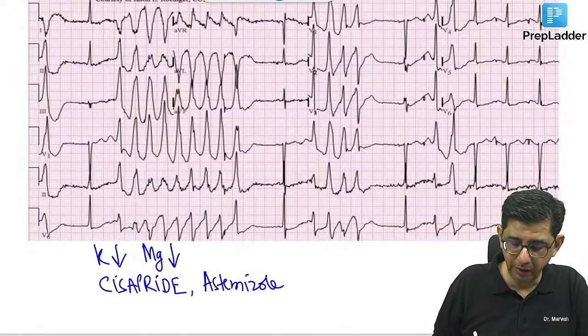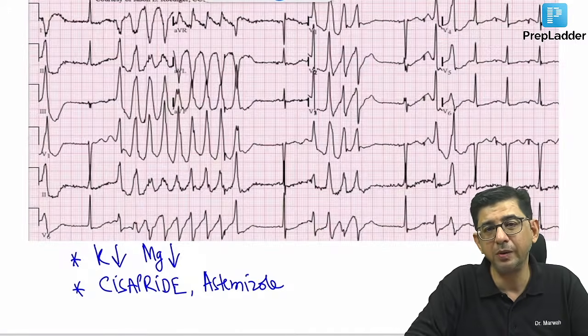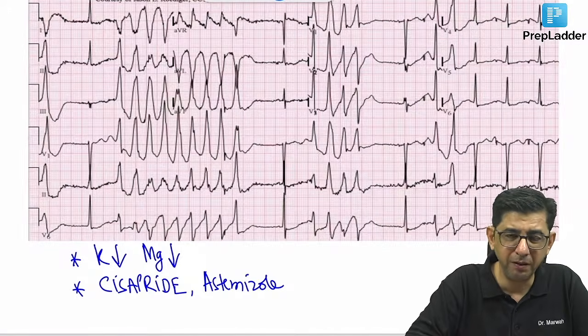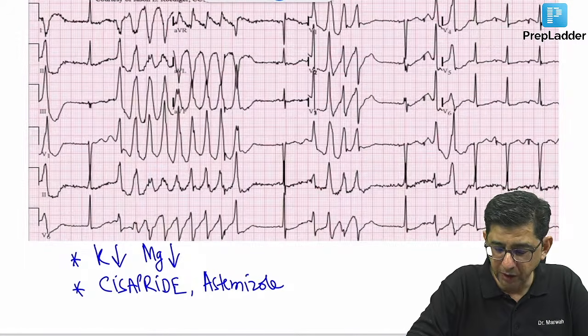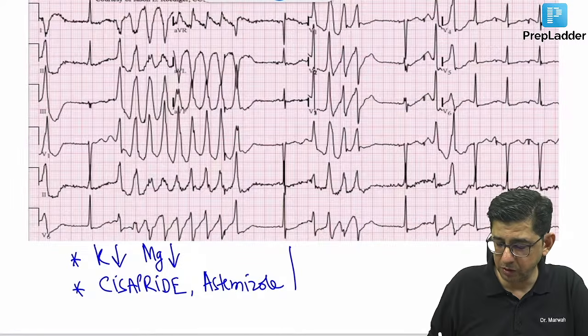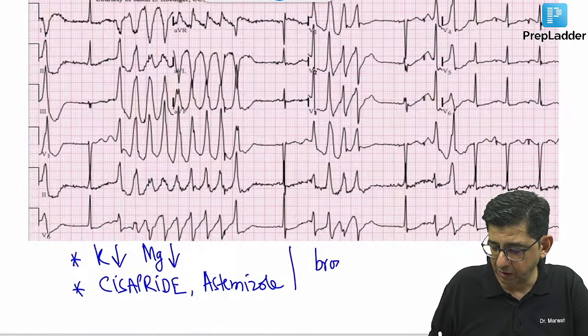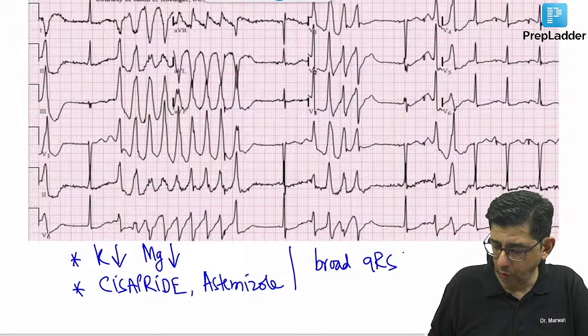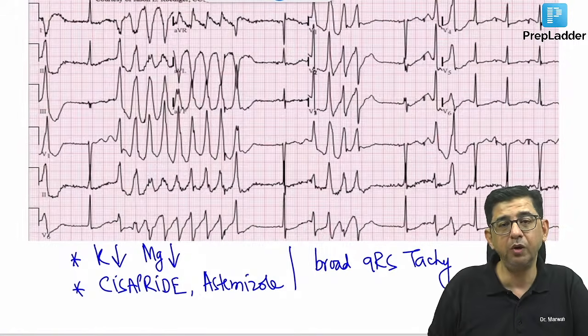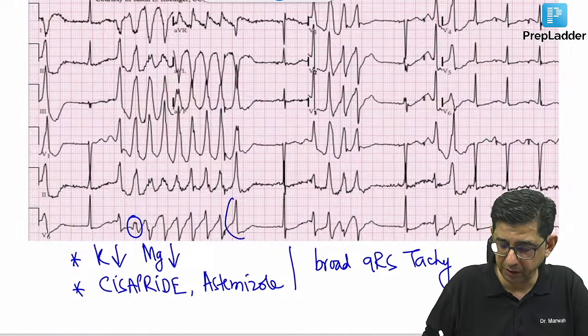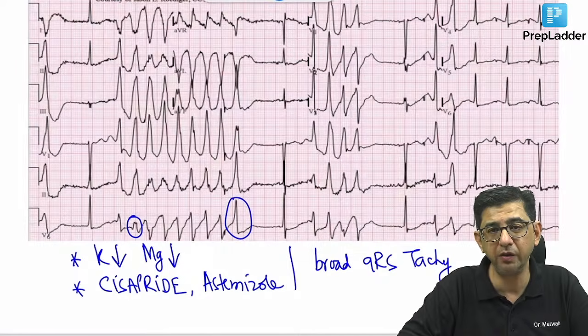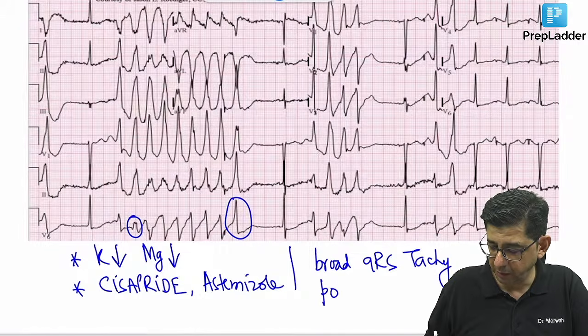Most of the time, if we are talking about hypokalemia, hypomagnesemia, cisapride, astemizole, macrolides in combination with fluoroquinolones, that is when we have to think in terms of TdP, that is Torsades de Pointes. Even this patient is having a broad QRS tachycardia, no doubt about it. But at the same time, the amplitude of each one of them is variable. We can see very significant variation in the amplitude of the RS complexes. So this time, our technical interpretation in this case is a polymorphic ventricular tachycardia.